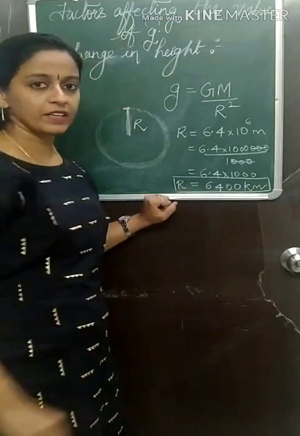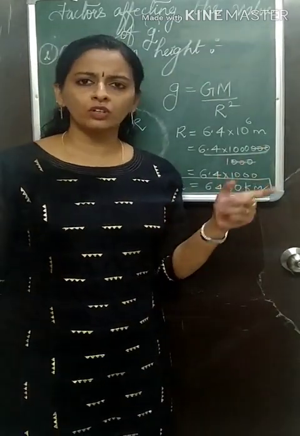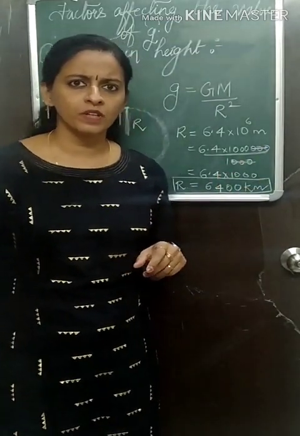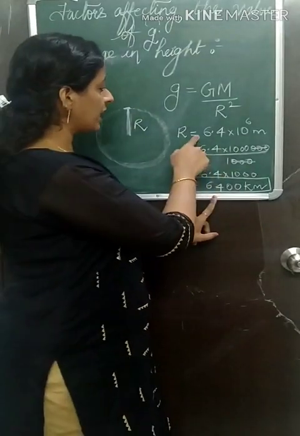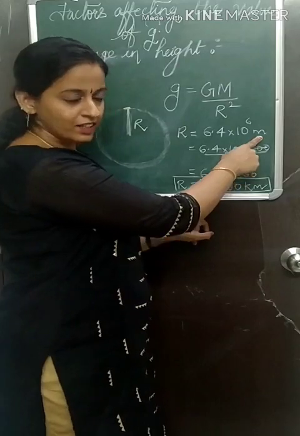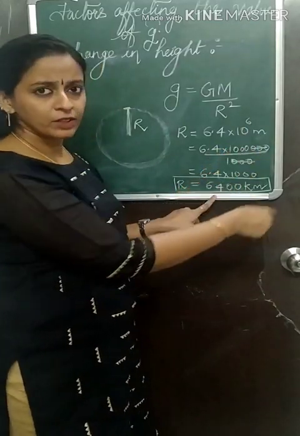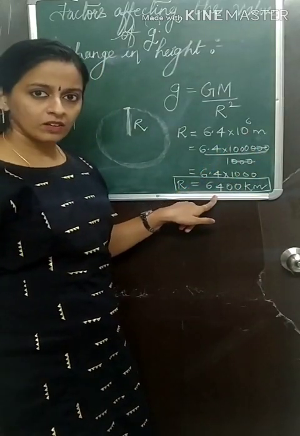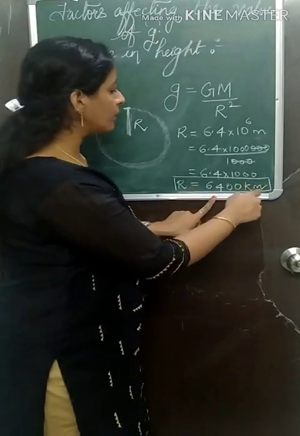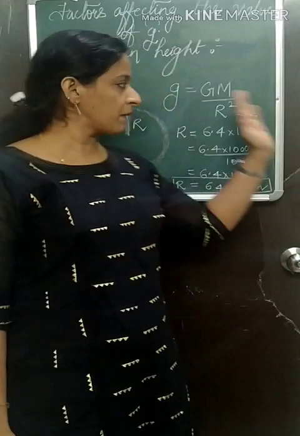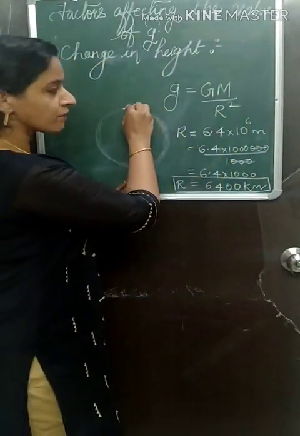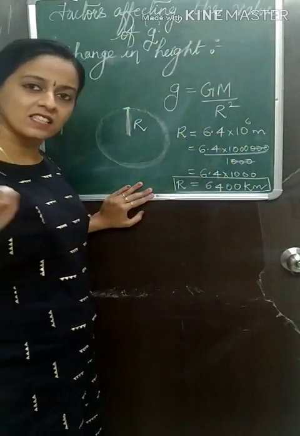So in your textbook, you will see the value of radius as 6400 kilometer. That time you don't tell me, she told 6.4 into 10 raised to 6 meter and now it is given as 6400. What we had done was in meters. Now I showed you how to convert it into kilometers. Okay, clear? So in kilometer it is 6400 kilometer. Now coming back. When you are on the surface of the earth, height is 0.